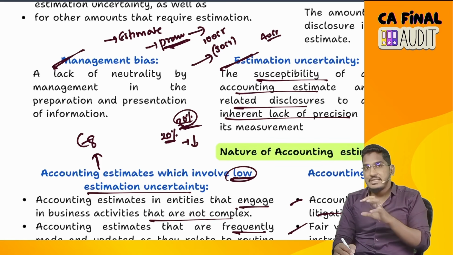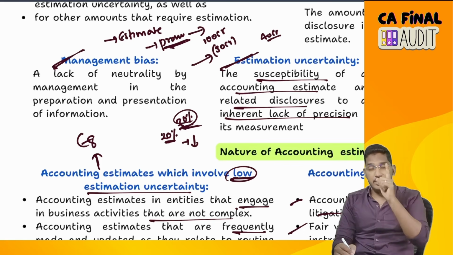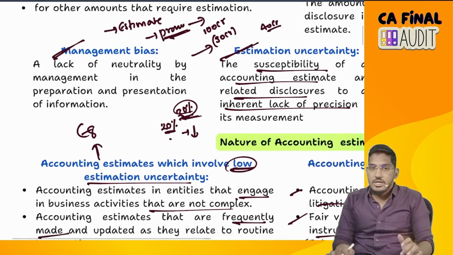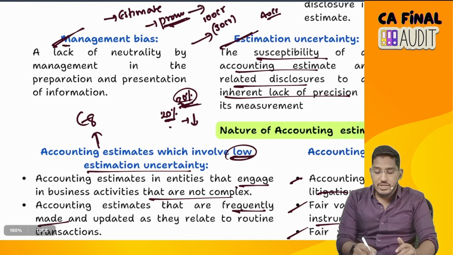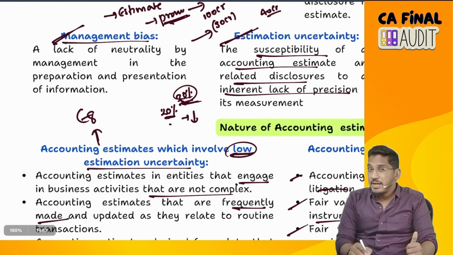So you tell me, is intentional management bias correct or incorrect? It is incorrect. There the risk is very high or low? Risk is very high. You have to be very careful or less careful? You have to be very careful. So that's what we have, one paragraph regarding this. So if you see here, management bias, what do you mean by management bias?